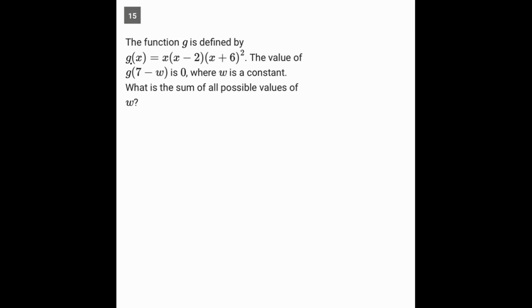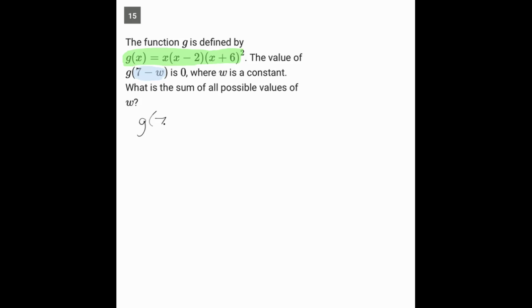Here, we're being given a function, g of x, and then we're being asked about g of 7 minus w. So if we had been asked about something simpler, like g of 5, most students would have an easier time saying, okay, well, that means x is 5. But g of 7 minus w is no different. That simply means you plug in 7 minus w as your x.